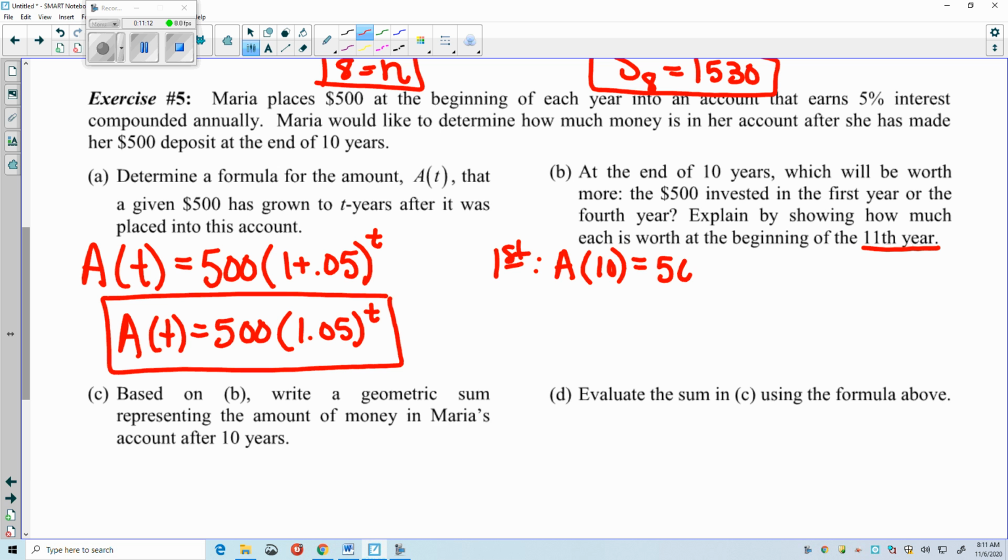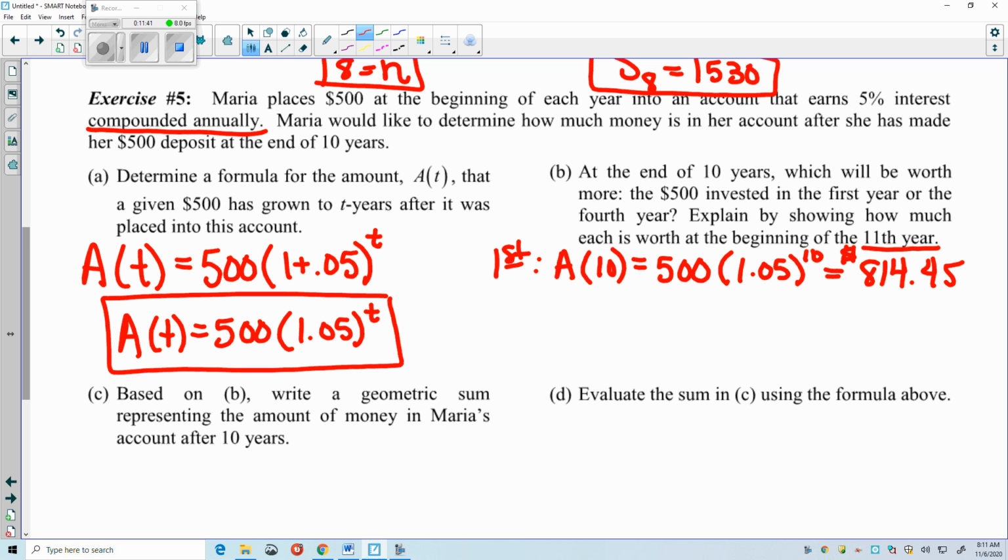So I have 500 times 1.05 to the 10. If I plugged in 11, that would be calculating what happens at the end of the 11th year, since it's compounded annually. You only get that compounding at the end of the year. So if I want to know at the beginning of the 11th, that's why I'm plugging in 10. That's going to get me a total of $814.45.